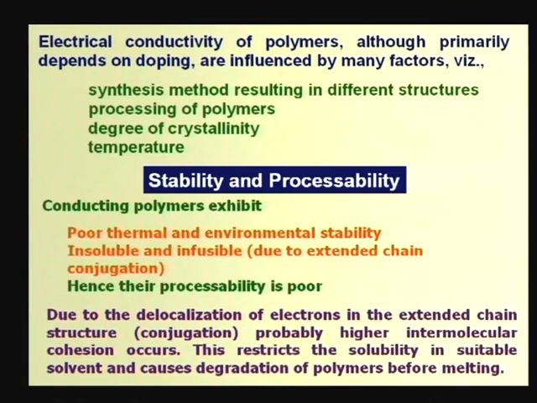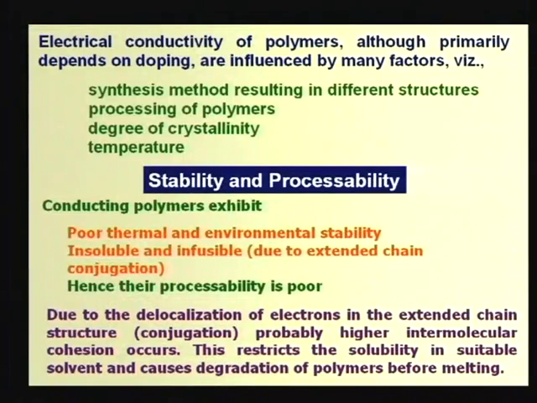The electrical conductivity of polymers, although primarily dependent on doping, is influenced by many factors, namely the synthesis method resulting in different structures. I mentioned that it can be branched, low molecular weight or high molecular weight, and it may or may not have extended pi electron conjugation, which is a major requirement in a conducting polymer. If there is no extended pi electron conjugation, you cannot get higher conductivity from that polymer. So, those are affected.